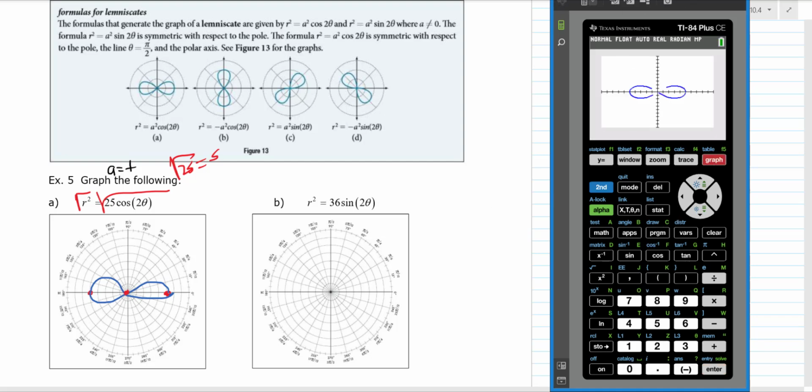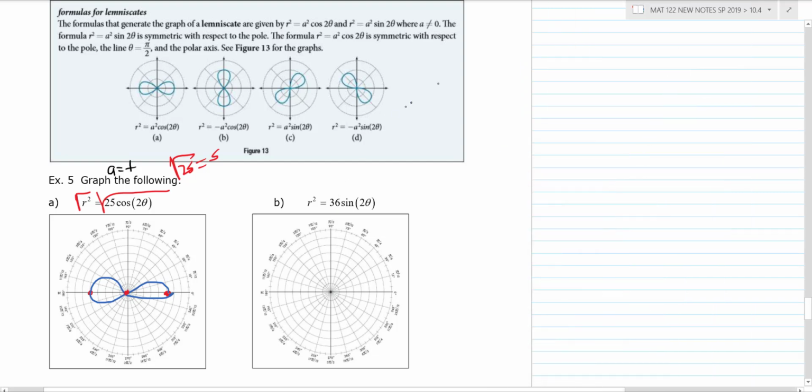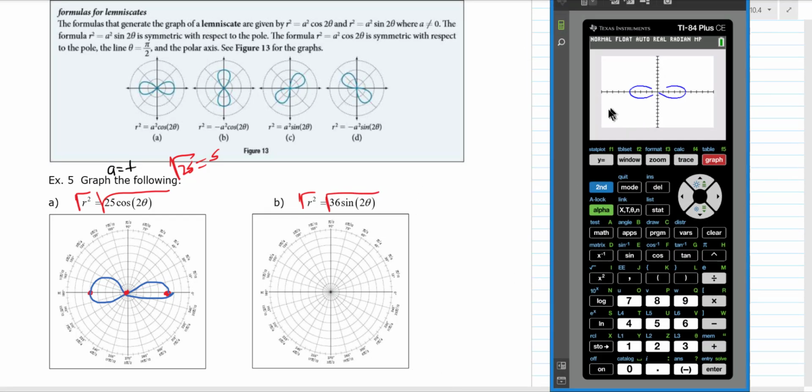Okay, so that's how that one looks. Okay, next one we're going to do the same thing. We're going to just do square root of both sides, and we should be able to just type over this. Now this one will be this case.